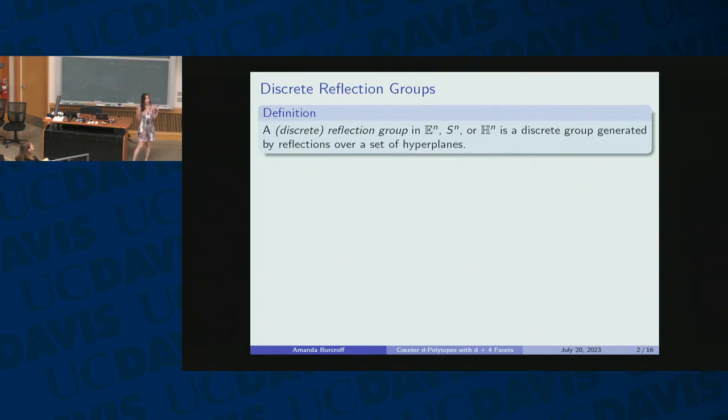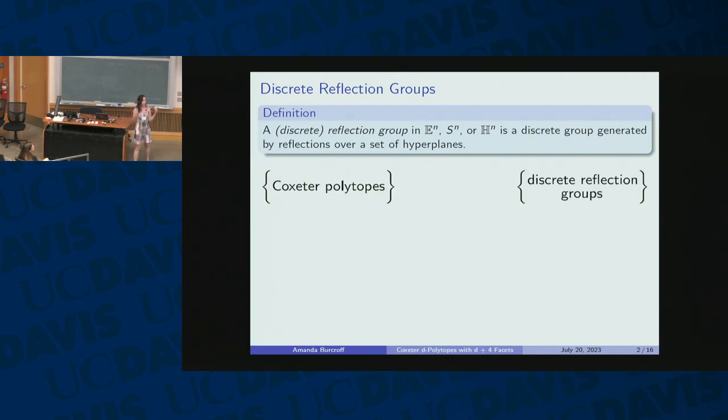There is a deep connection between Coxeter polytopes and discrete reflection groups, where a discrete reflection group is a discrete group that is generated by taking reflections over hyperplanes in one of our three spaces here. By hyperplane, I'm always going to mean an affine hyperplane, not a linear hyperplane like we saw in Theo's talk on Tuesday.